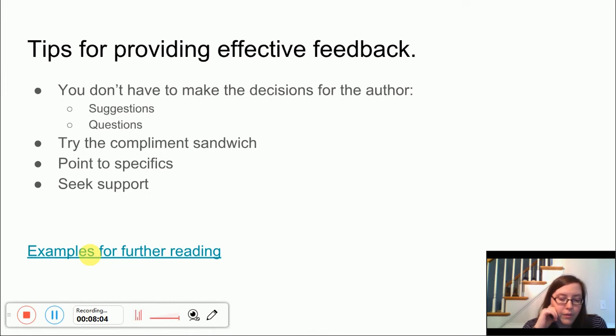If you felt like the conclusion was kind of boring, you could ask a question. Is there something you could incorporate to make this more exciting? Question mark. I think that comes across better than, hey, this was boring. I didn't enjoy reading this. And that's okay to feel that way. We don't have to like everything that we read, but how can we provide just a reader response?